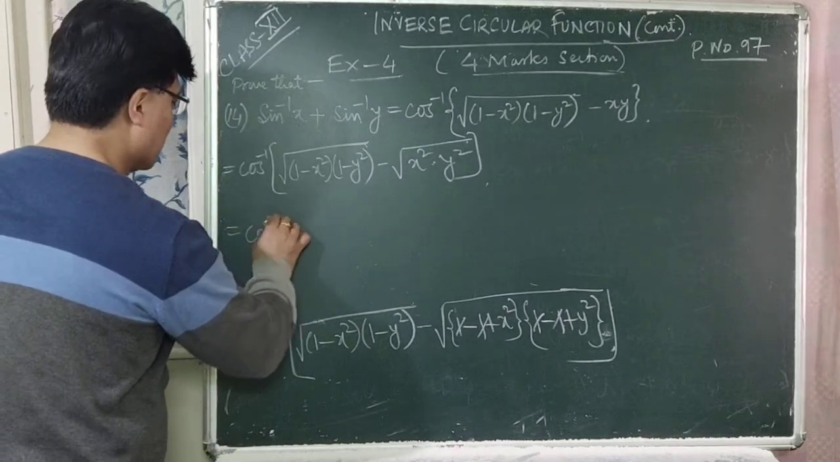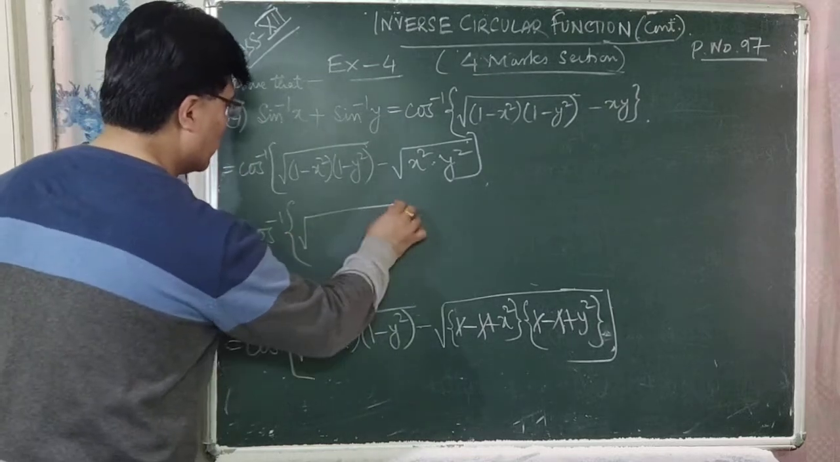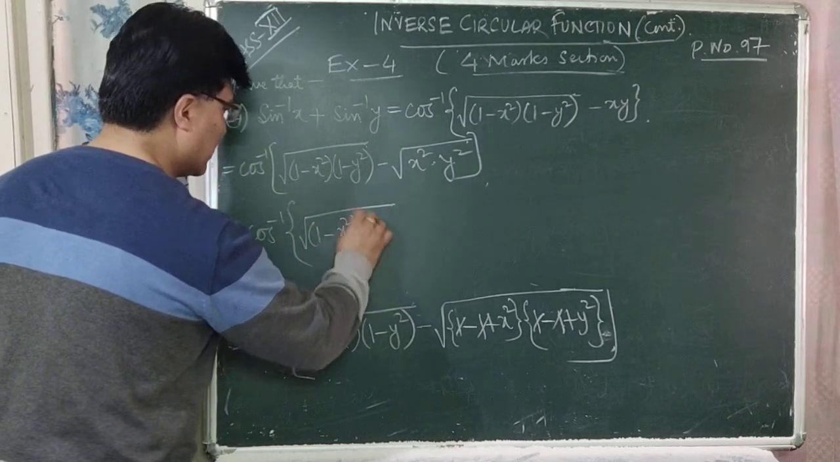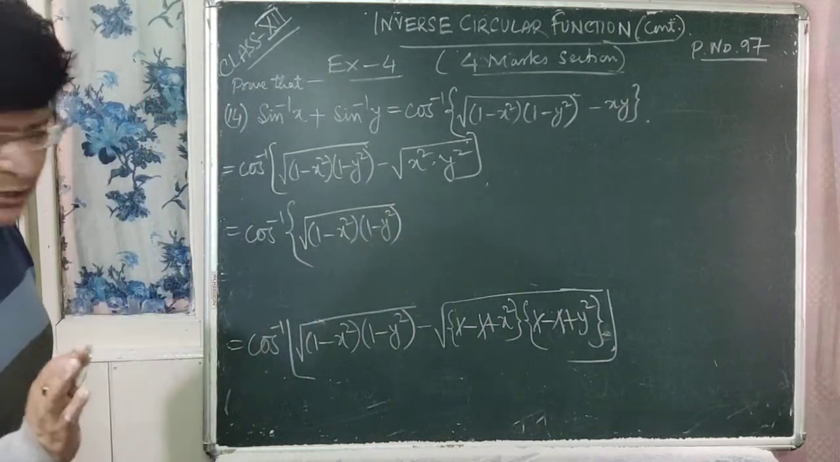Is equal to cos inverse. Now you may write second bracket as in the question. And within root we have here 1 minus x square into 1 minus y square. Is it clear? Okay till here?